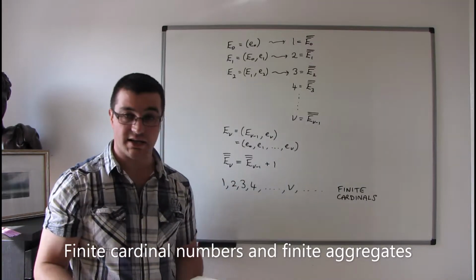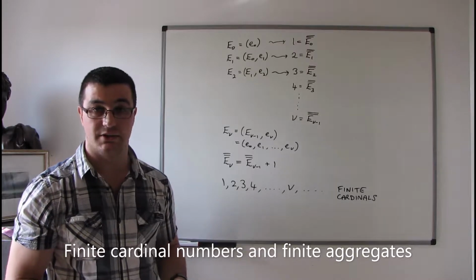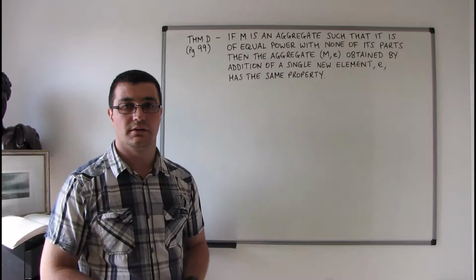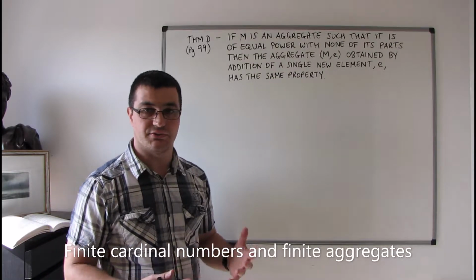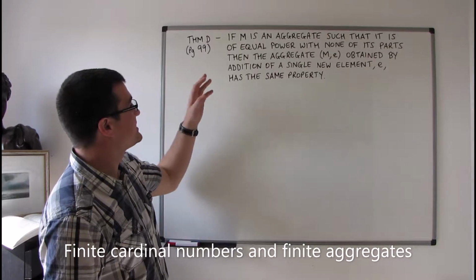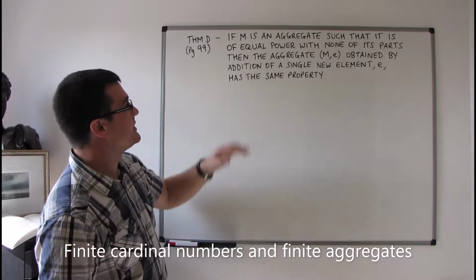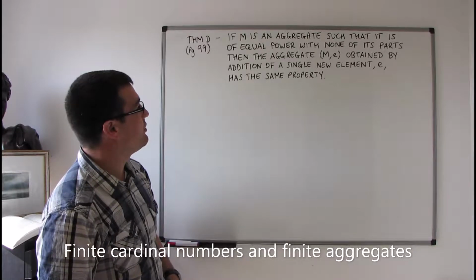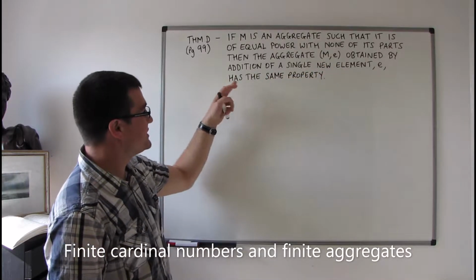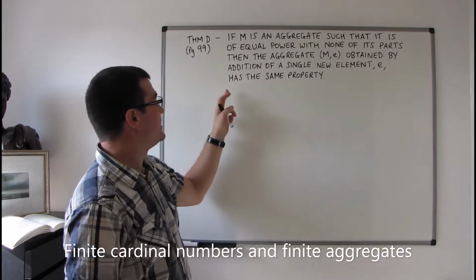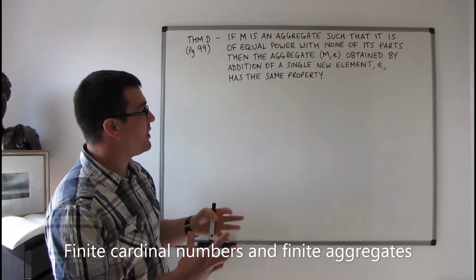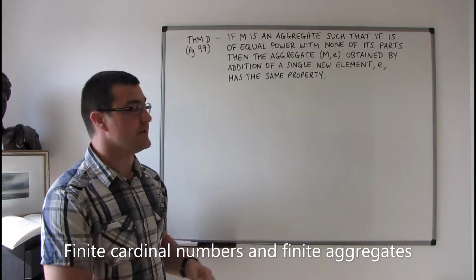Okay, so theorem D is one that I just want to spend a little bit of time working through. I've got a few comments that I want to make on that. This is theorem D from section 5 of Cantor's first article, which says that if M is an aggregate such that it is of equal power with none of its parts, then the aggregate ME obtained by addition of a single new element E has the same property. In other words, it too is not equal in power with any of its parts.